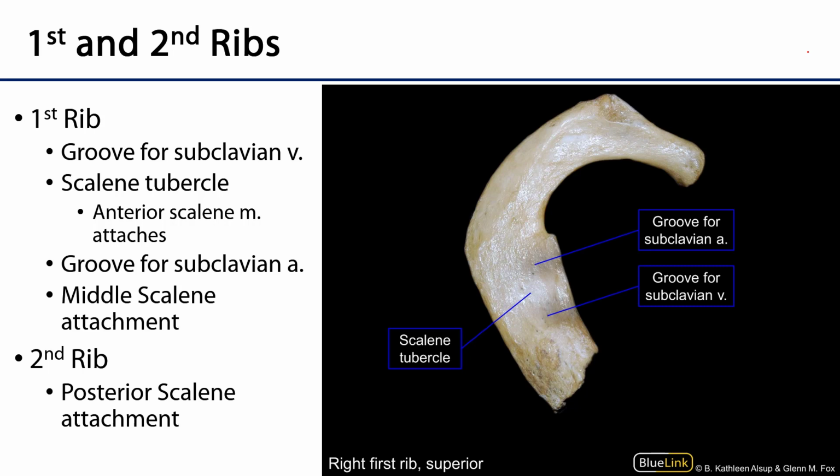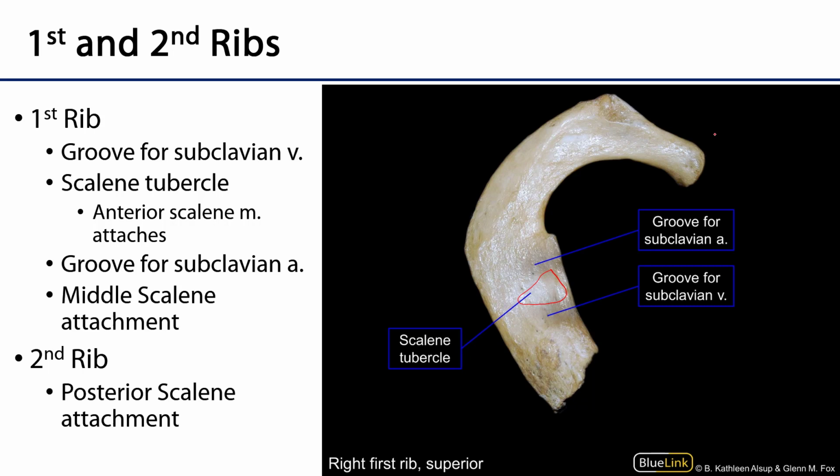Now, taking a close-up look at the first rib, we really see something special here. Bone is quite a malleable structure over the long term, so we see ridges based on where things attach to it. And so here, we can see this scalene tubercle of the first rib.